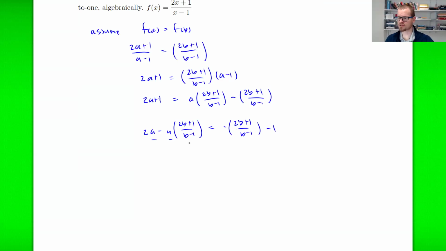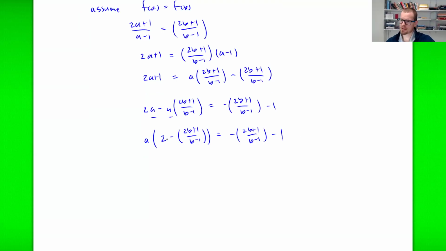Here we have a common factor of a on the left, so I can pull off that common factor of a, and I'm left with 2 minus (2b plus 1) divided by (b minus 1). Now on the right-hand side, I still have the exact same thing: (2b plus 1) divided by (b minus 1), the negative of it, that is, minus 1. So I have a times a number is equal to a number. Do I know what that number is? No, and that's okay. I'm going to divide by this number to get a alone.